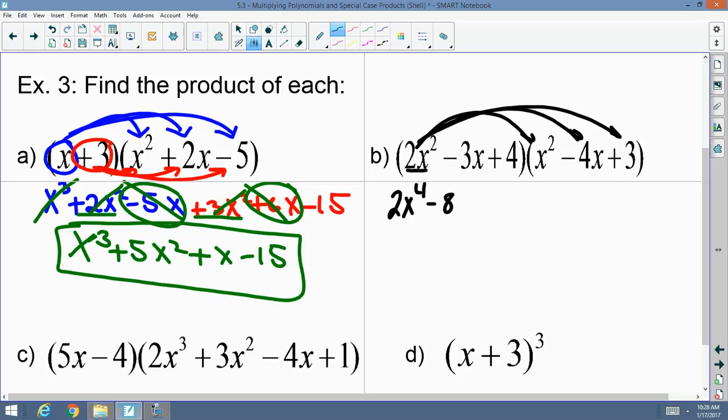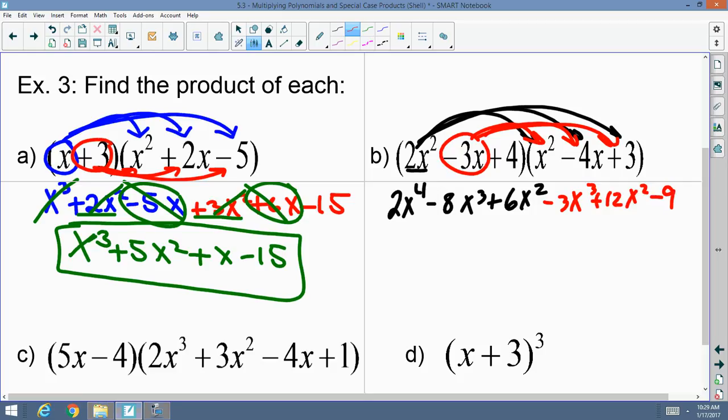Minus 8x cubed plus 6x squared. Then I'm going to take the negative 3 and distribute it to every single term, giving me negative 3x cubed plus 12x squared minus 9x. And then I'm going to take the 4 and multiply it to every single term. So I get minus 4x squared minus 16x plus 12. And now I add up like terms.